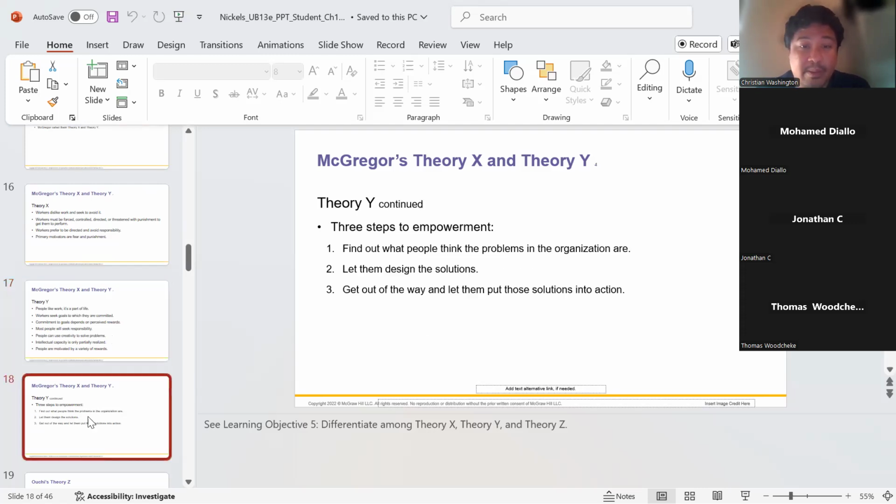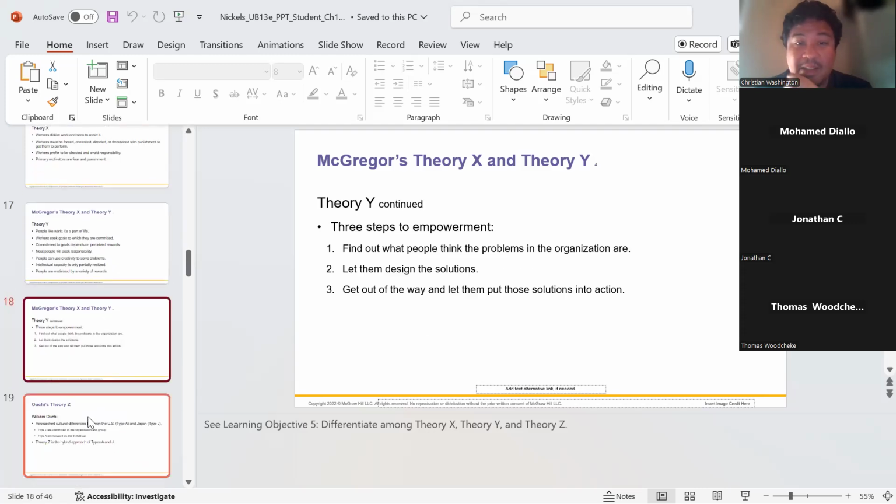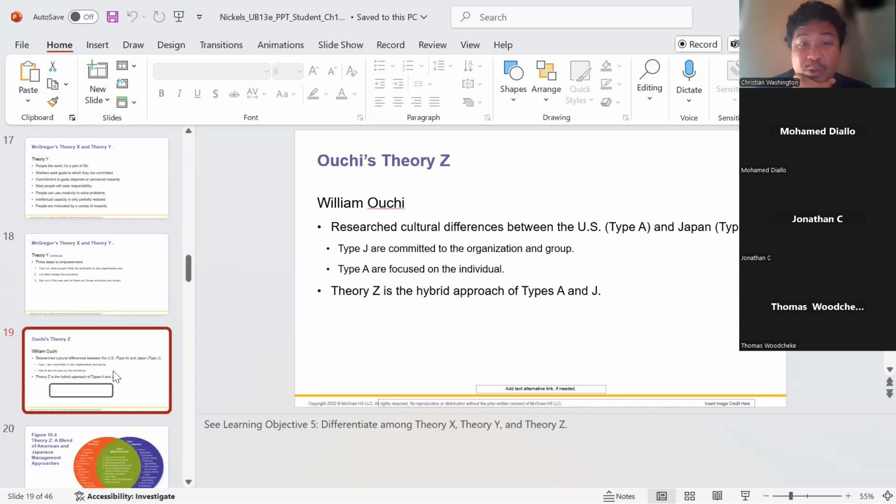Okay. So there's more about theory, steps to empowering, how you can empower your employees. And then also theory Z, which is Ouchi. I'm probably pronouncing it incorrectly. Cultural differences. This is looking at the US versus Japan. Type J, Japan, are committed to the organization of the group. Type A is more focused on the individual.